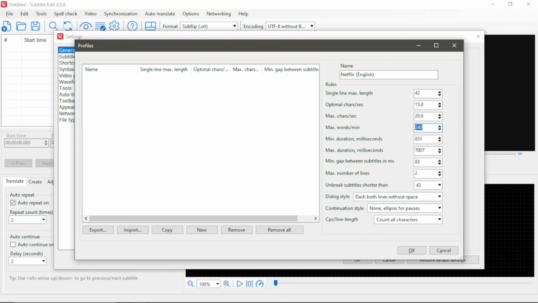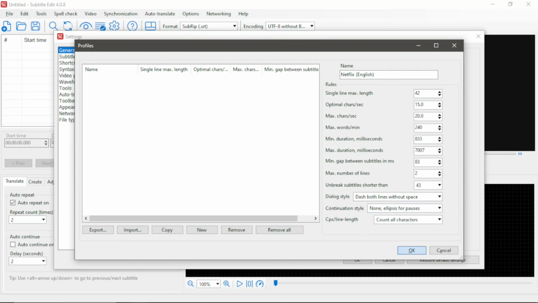Maximum words per minute should be set at 240. Minimum duration in milliseconds should be set at 833. Maximum duration in milliseconds should be set at 7007. Minimum gap between subtitles in milliseconds should be set at 83. Maximum number of lines should be 2. And you should unbreak subtitles shorter than 43.